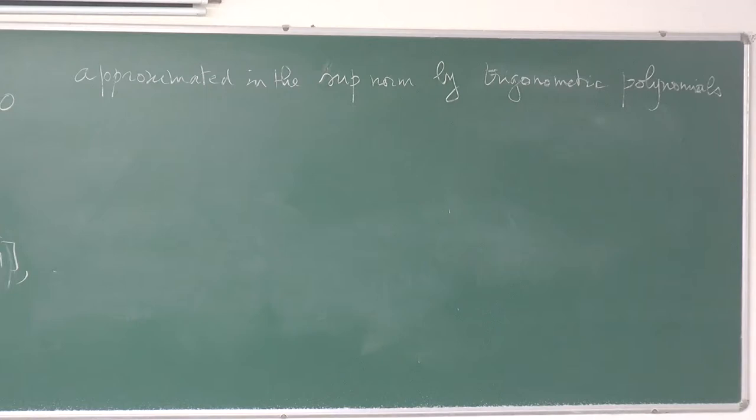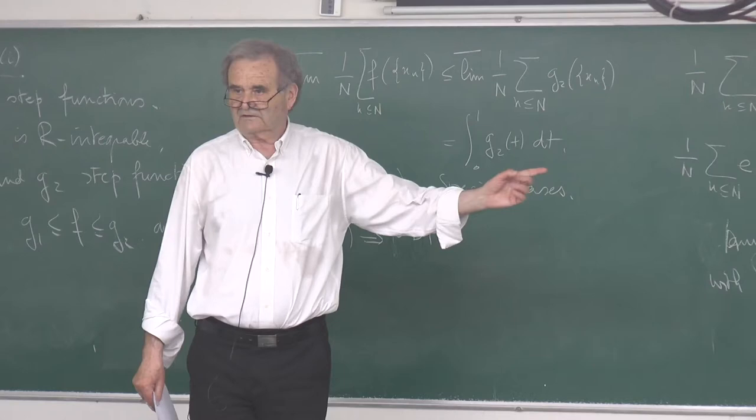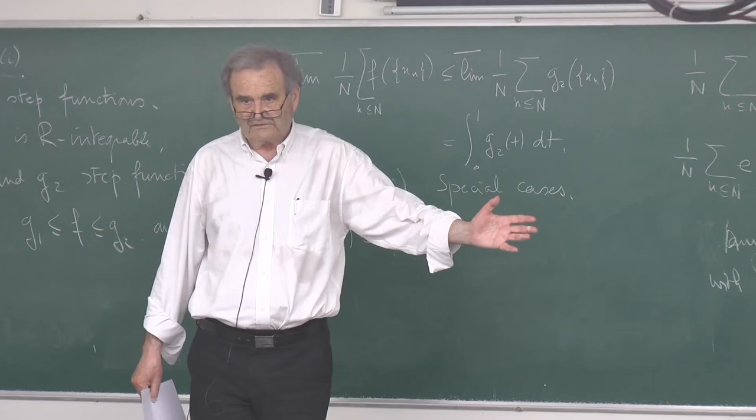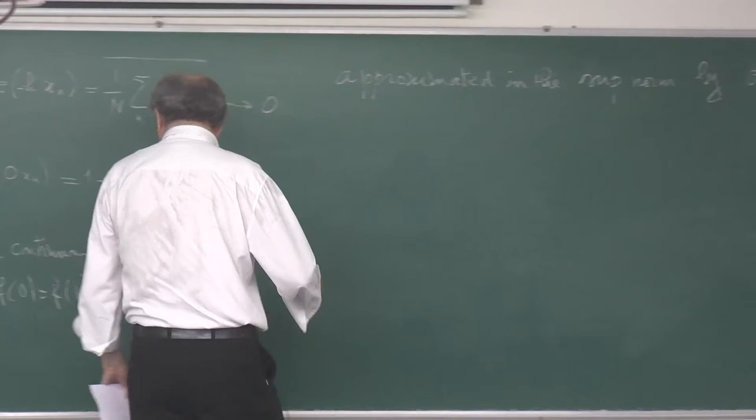Okay? Be careful, you cannot approximate a step function. You would like to approximate a step function, but you cannot approximate it in the sup norm by functions which are continuous. The uniform limit of continuous functions is continuous. So you have to be a bit careful about that, but this is enough for us. So we have it for any continuous function. It's approximated in the sup norm by trigonometric polynomials. So this is the Weierstrass theorem.